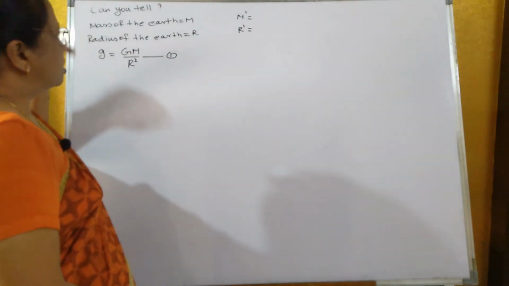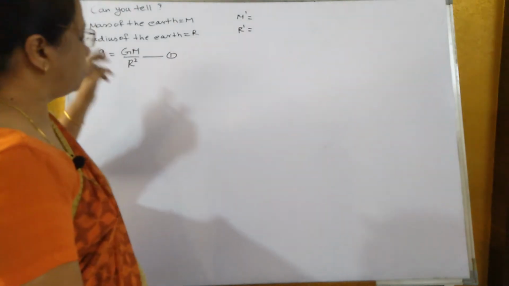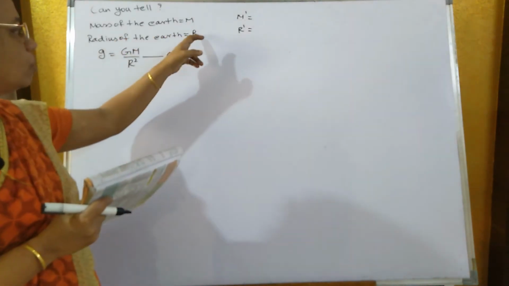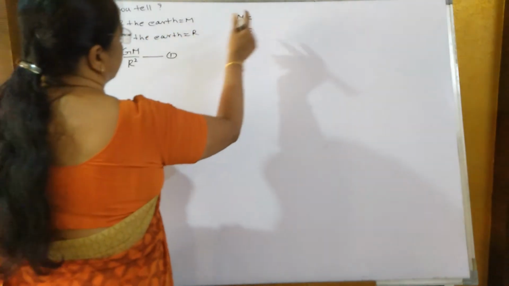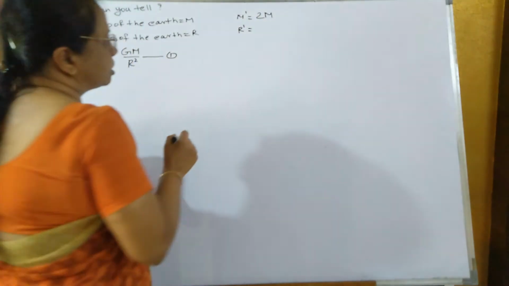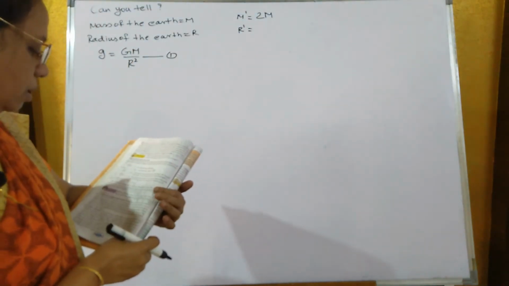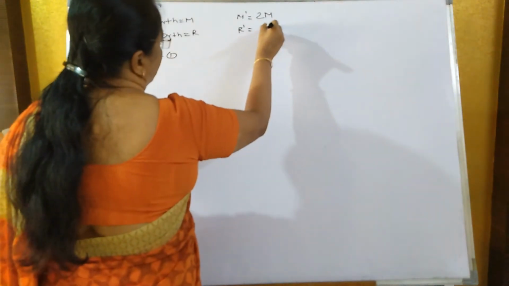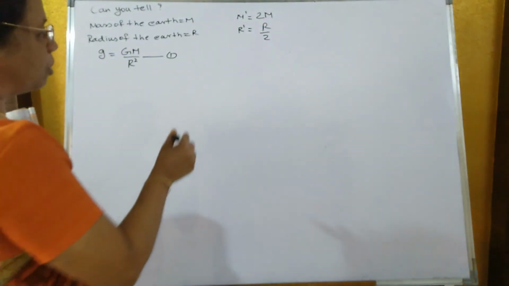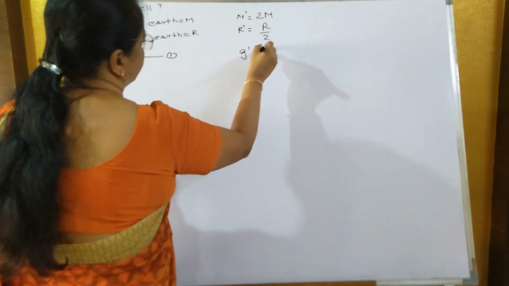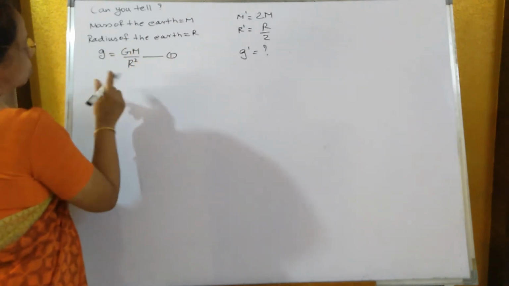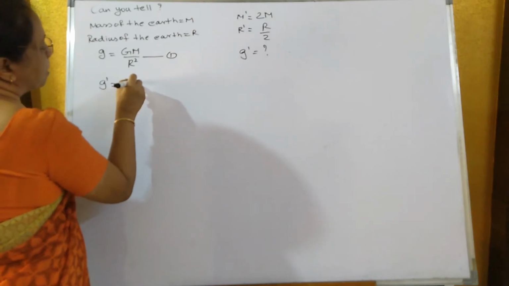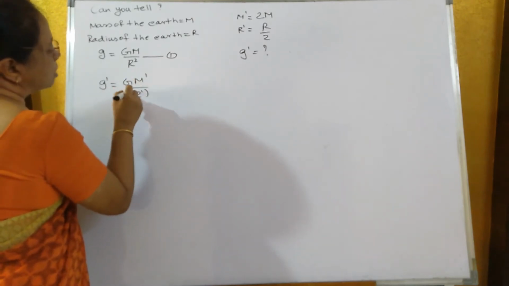Now can you tell, which is given on page number 8, if the mass of the earth is m and radius of the earth is r, then if the mass of the earth is doubled, let us take that as m dash, it is twice m, and radius of the earth is half of it, that is r upon 2. So let r dash be equal to r upon 2. You have to find out g dash. Now g is equal to G m upon r square. Let us take that as 1. So g dash will be equal to G m dash upon r dash the whole square.